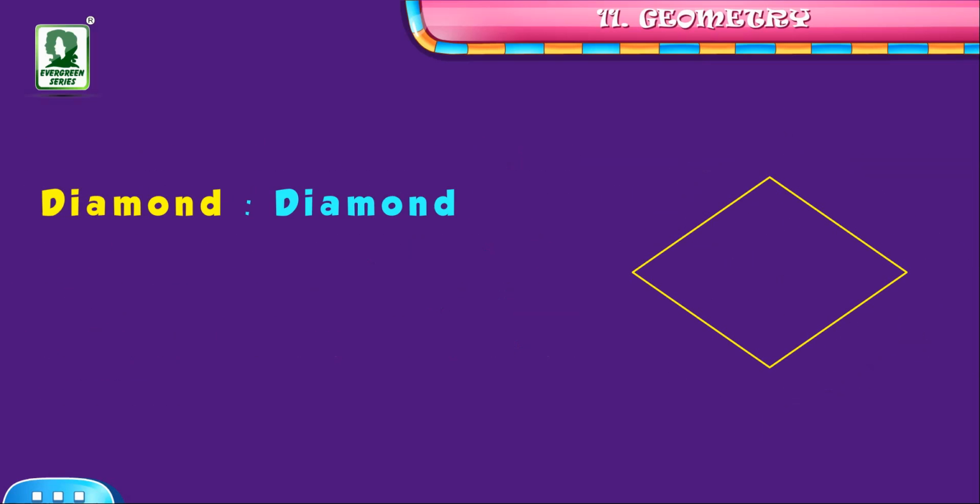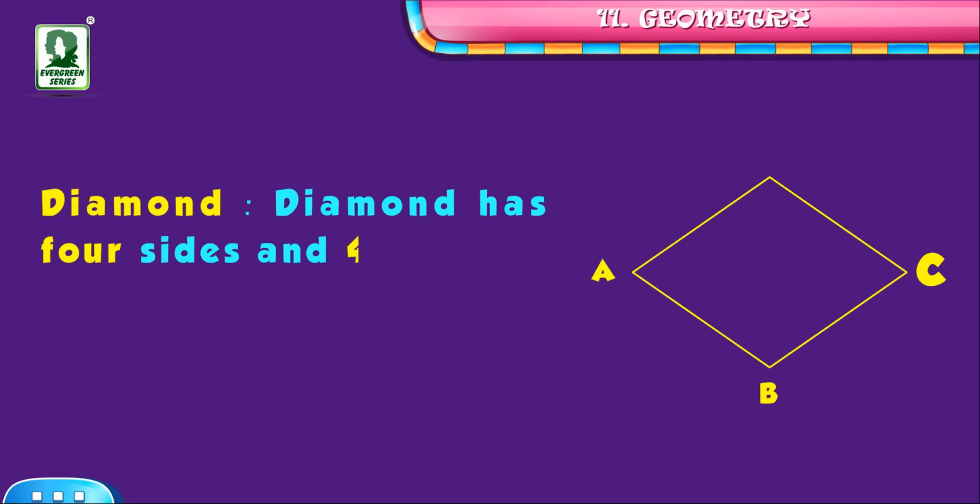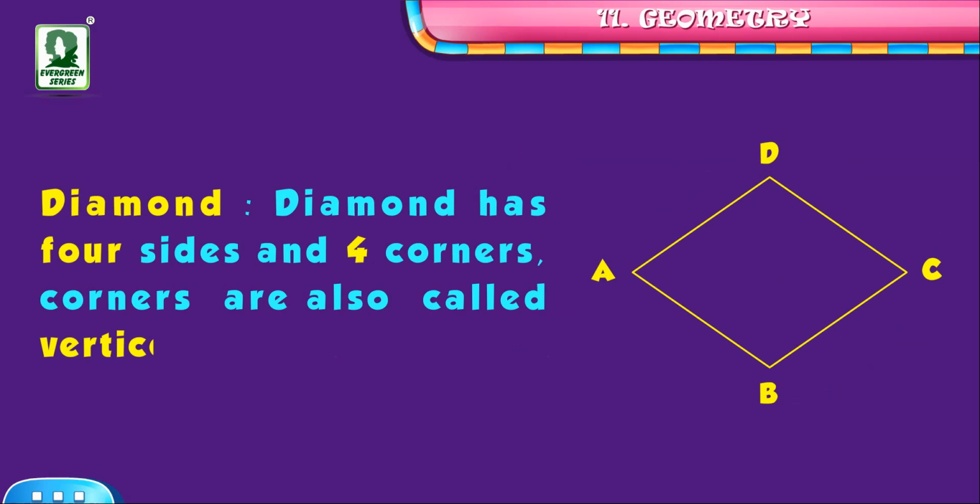Diamond. A diamond has 4 sides and 4 corners. Corners are also called vertices.